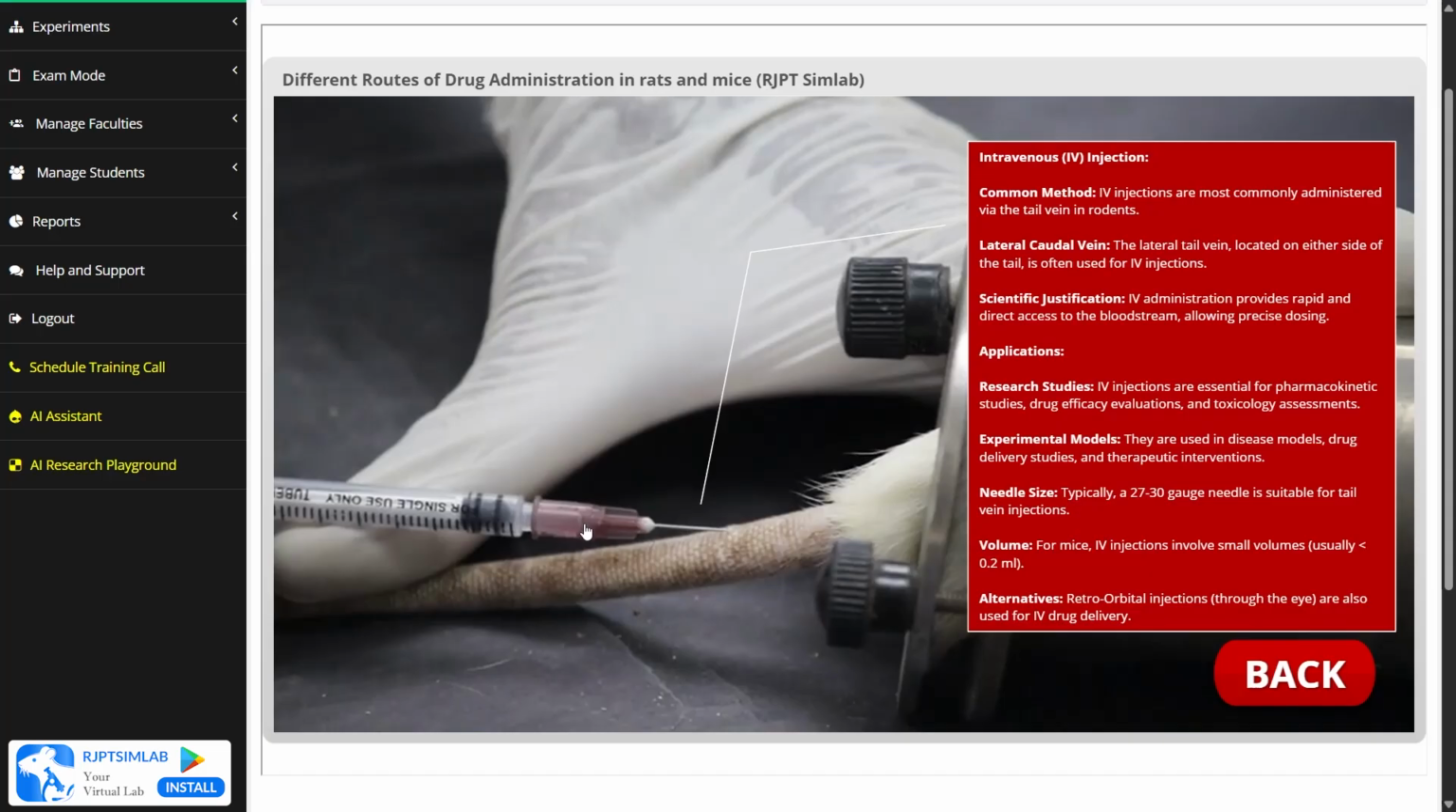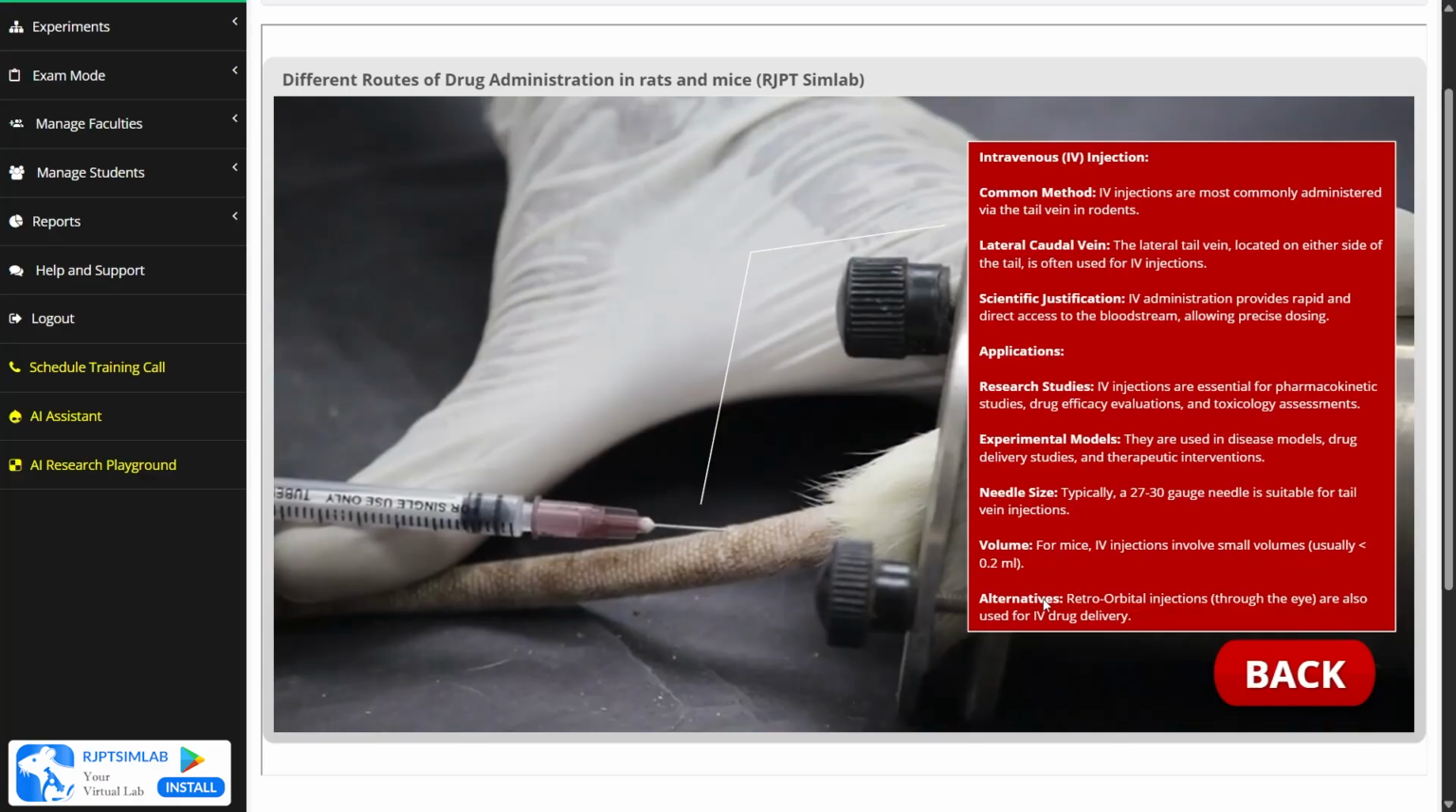The needle size for this method: a 27 to 30 gauge needle is suitable for tail vein injection. We have to use a needle of 27 to 30 gauge. The volume of drug that should be inserted into the vein for mice: IV injections involve small volumes, usually 0.2 ml.